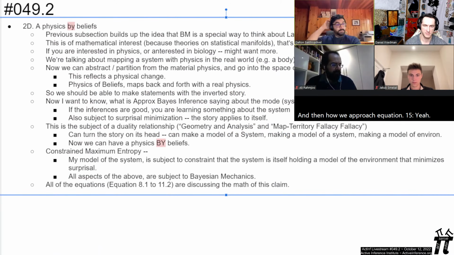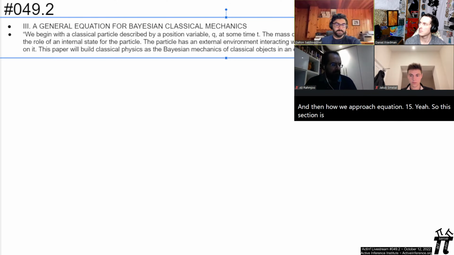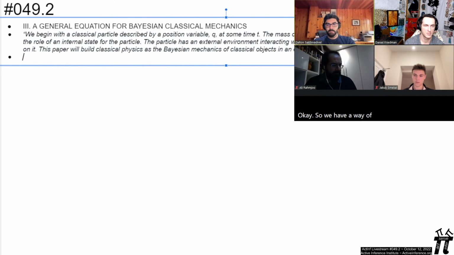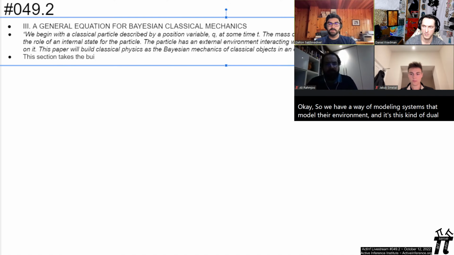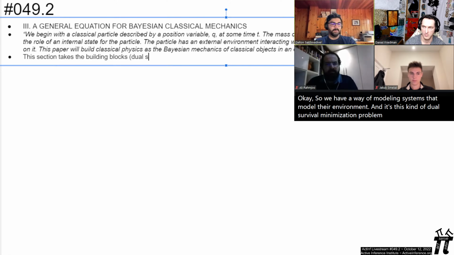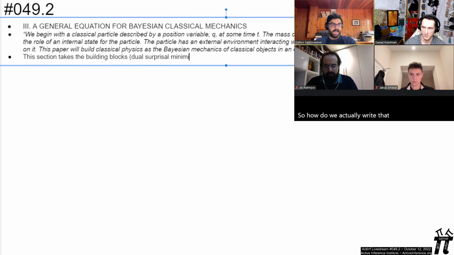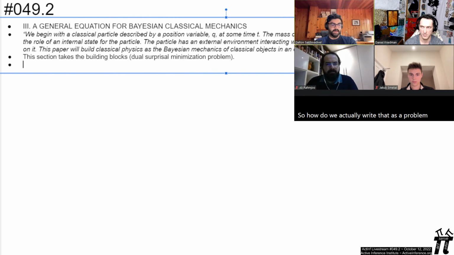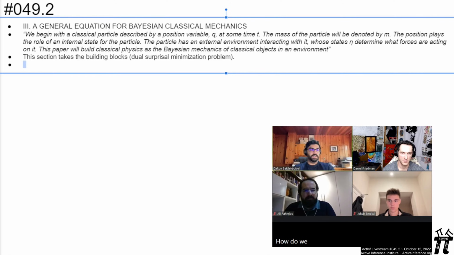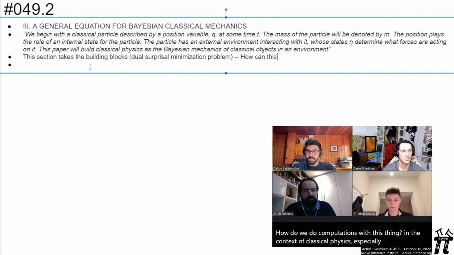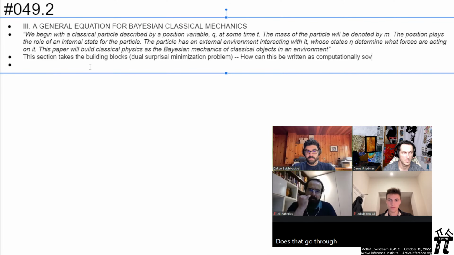Yeah, so this section is taking those building blocks. Okay, so we have a way of modeling systems that model their environment, and it's this kind of dual surprisal minimization problem. So how do we actually write that as a problem that we can solve? How do we do computations with this in the context of classical physics, especially? And also, does this analogy that we talked about previously go through to this case?